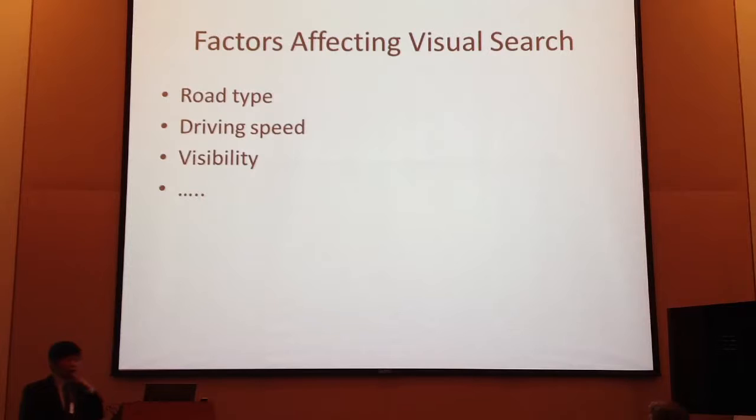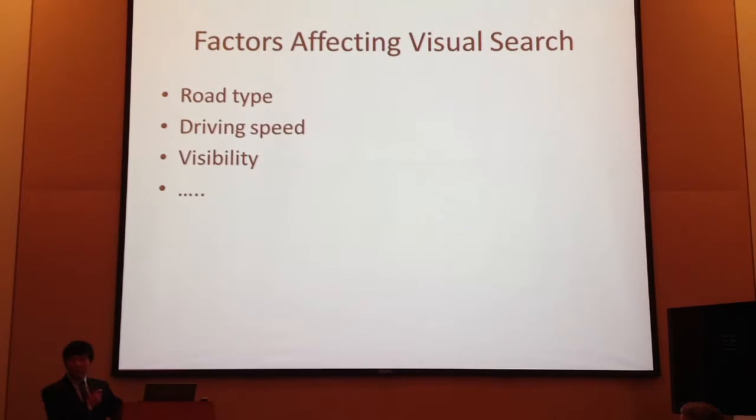There are many factors affecting the driver's visual searching pattern. Mainly the roadway type, whether they're driving on the expressway or on a local road, and their driving speed. If they're driving at a very high speed, they probably should pay attention and focus more on the roadway. If they're driving at lower speed, they're probably more relaxed. And then also visibility, whether it's during day or night. And there are other factors.